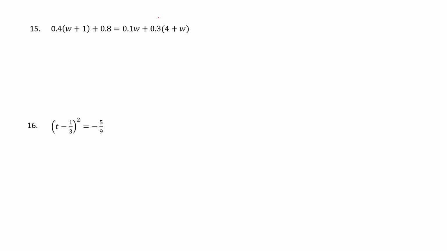Number 15, the first thing we can do is multiply this whole equation by 10. Just multiply both sides by 10, and that'll get rid of all these decimals. So 10 times 0.4 is just 4. And then 0.8 times 10 is 8. 0.1 times 10 is 1. 0.3 times 10 is 3.